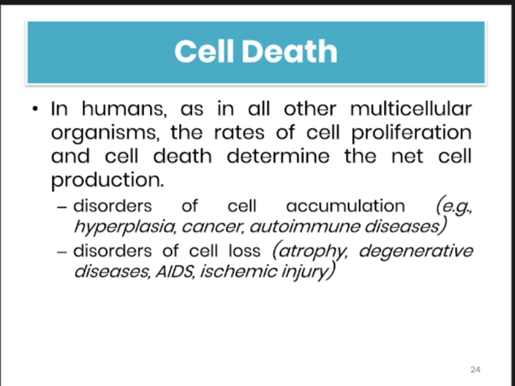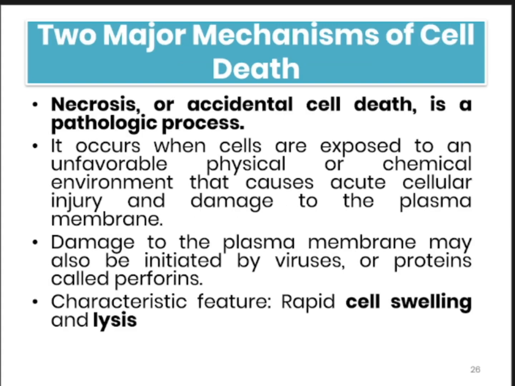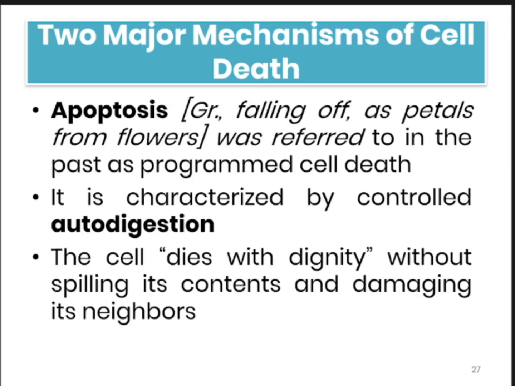We also have, in disorders of cell loss, degenerative diseases. Those are the progressive loss of cells or functions in cells, for example, in neurodegenerative diseases. So that would be your degenerative diseases. We also have your AIDS. For AIDS, your immune system destruction could lead actually to increased cell loss, and we also have ischemic injury. In ischemic injury, cell death would actually result from inadequate blood supply and, of course, your oxygen. Okay? So there are two major mechanisms of cell death, which is your necrosis, and we also have your apoptosis.